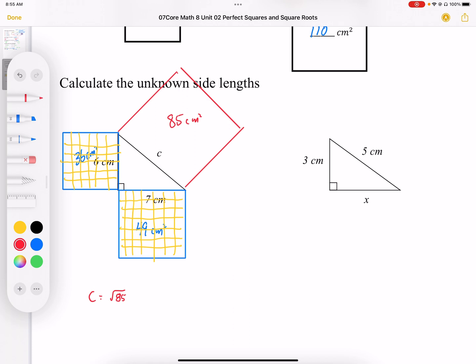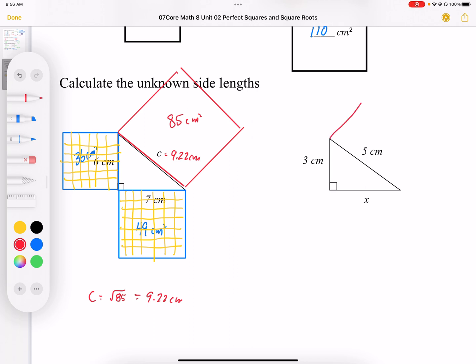And your calculator should give you a number, 9.219, which I'm going to round to 9.22. And that looks about right. Okay, so this length here is about 9.22 centimeters. And again, I want you guys to make sure that you never do this. You don't add a plus b equals c, because 6 plus 7 does not equal that diagonal side length.